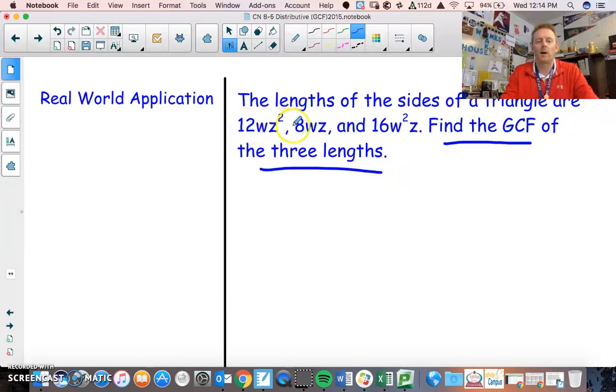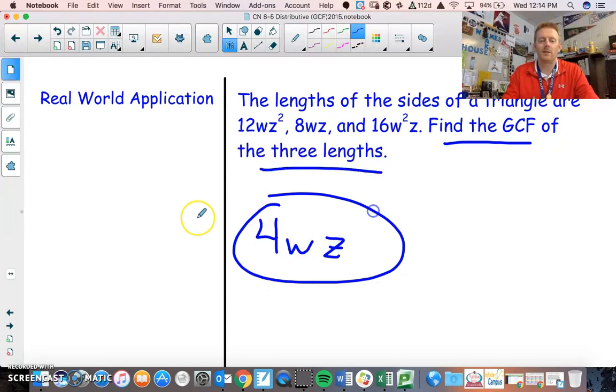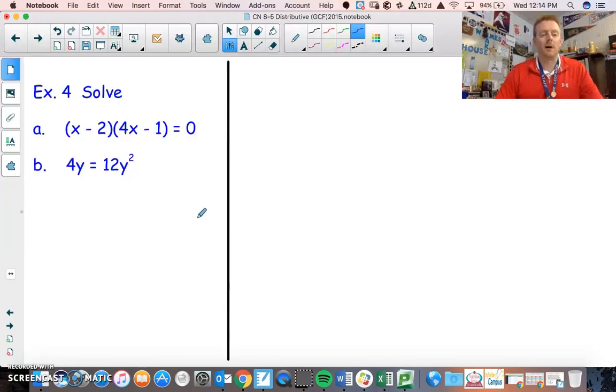So if you look at 12, 8, and 16, the largest number we can take out is a 4. The largest number of w's we can take out is just 1w, or w to the first. And then the largest number of z's we can take out is just one of the z's. So then that is my GCF, and I'm done. Beautiful. All right, let's make things a little bit harder.